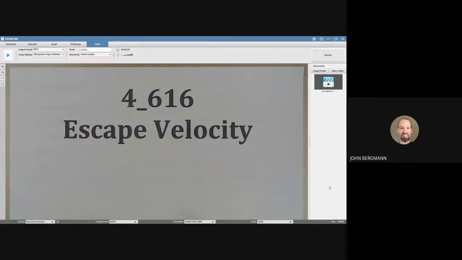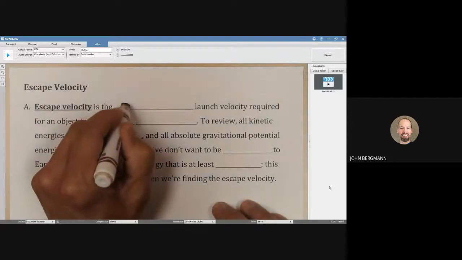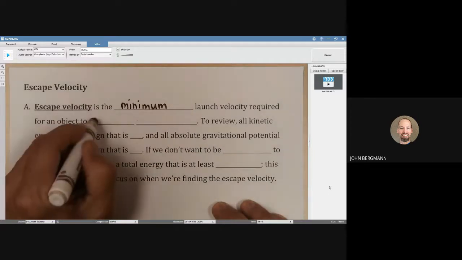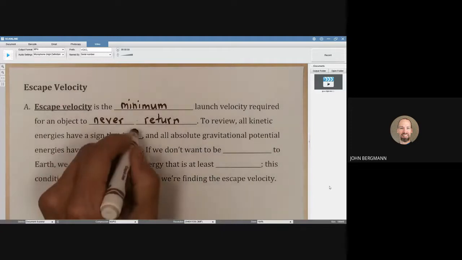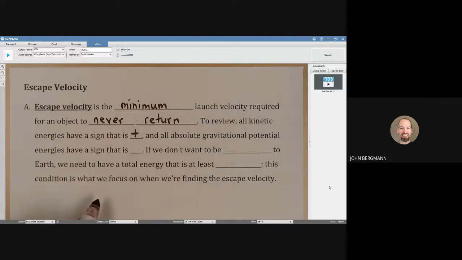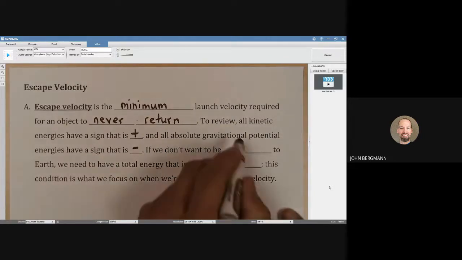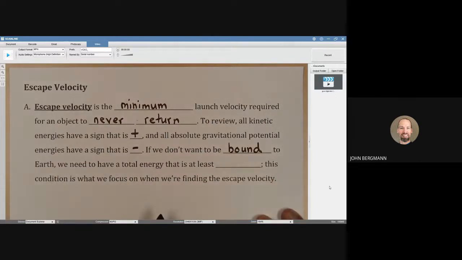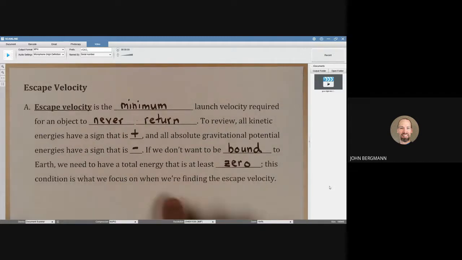This video is on escape velocity. Escape velocity is the minimum launch velocity required for an object to never return. To review, all kinetic energies have a sign that is positive, and all absolute gravitational potential energies have a sign that is negative. If we don't want to be bound to Earth, we need to have a total energy that is at least zero. This condition is what we focus on when we're finding the escape velocity.